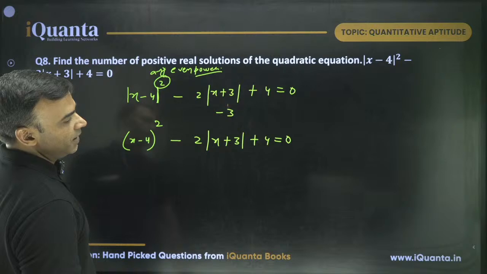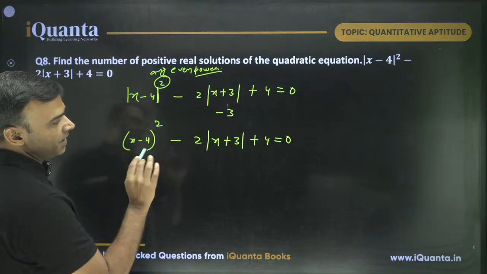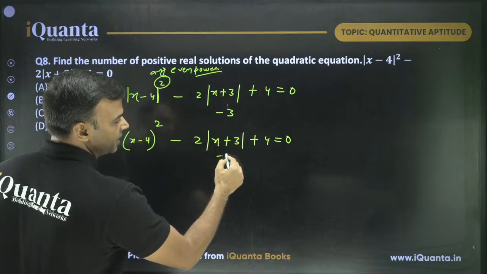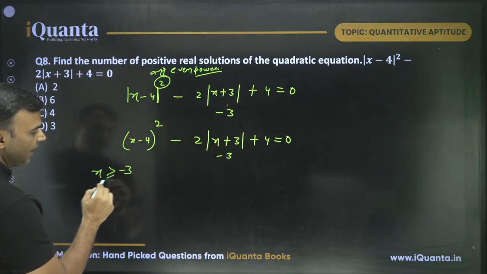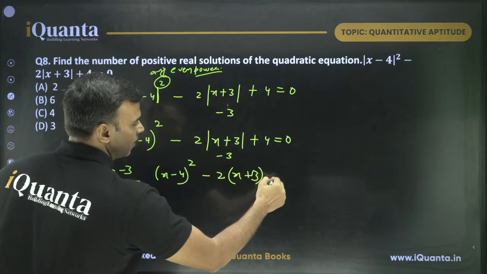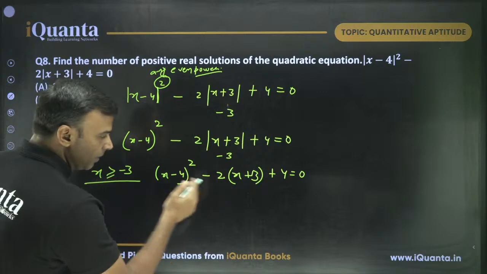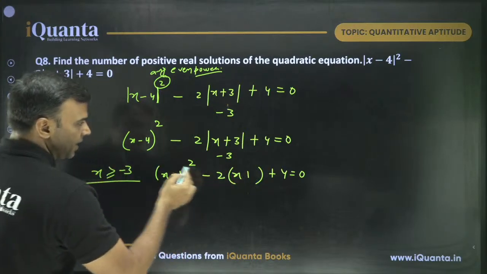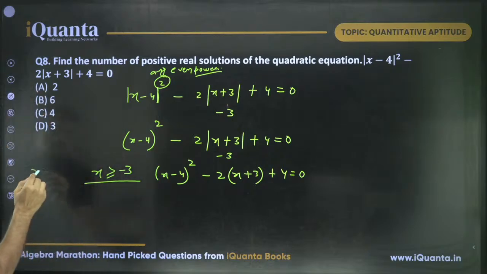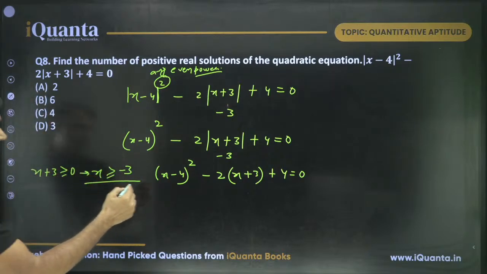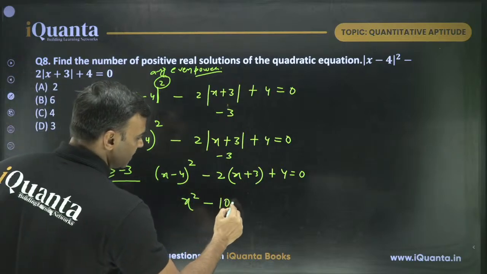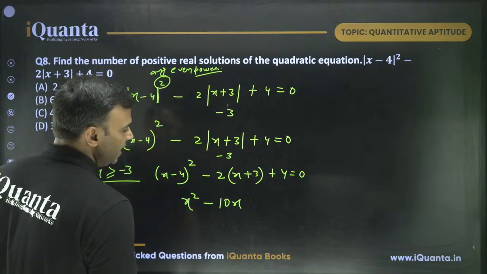So (x minus 4) whole square has nothing to do with modulus now because it is a perfect square. So simply ignore it. Now there is only one modulus, so there are only two cases: x greater than minus 3 and x less than minus 3. The critical point is minus 3. So now I'll take x greater than minus 3, and for that we get (x minus 4) whole square minus 2 times (x plus 3) plus 4 equal to 0. If you have studied modulus, only then will you be able to do this question. So I am assuming that you have studied modulus. If I remove the modulus and the quantity is positive, x plus 3 is positive, that means x greater than or equal to minus 3. That means this is the equation. Solve it carefully. So we have x square minus 8x minus 2x, that is minus 10x, 16 plus 4 is 20, minus 6, 14.